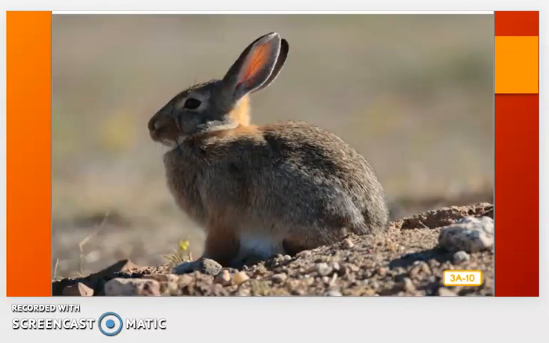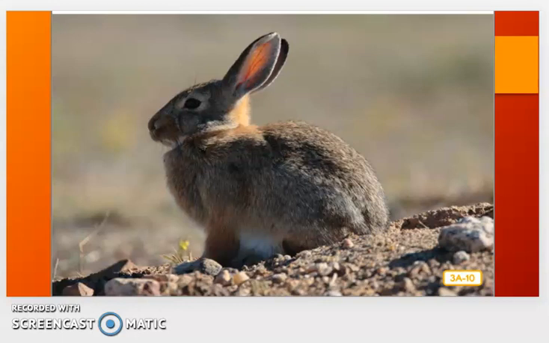Oh, look, here comes a desert cottontail rabbit, another animal that lives in the Sonoran Desert. The desert cottontail looks a little like the Arctic hare we saw in the tundra, but it has larger ears and longer back legs. Desert cottontail rabbits are herbivores. Herbivores are animals that only eat plants, no other animals. The desert cottontail eats grass and even cacti.